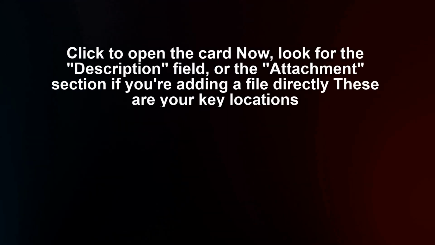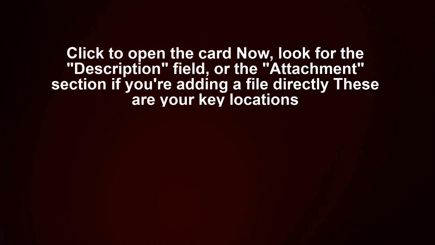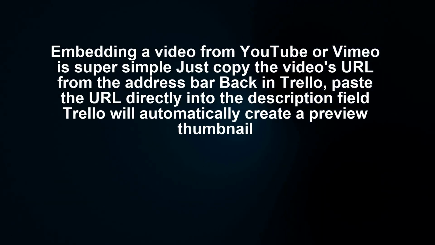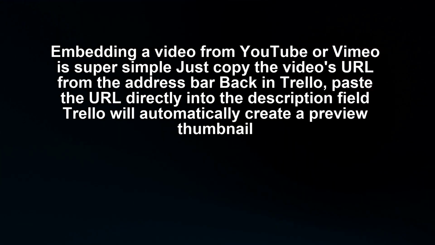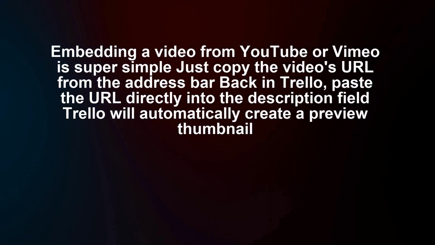Look for the description field or the attachment section. If you're adding a file directly, these are your key locations. Embedding a video from YouTube or Vimeo is super simple. Just copy the video's URL from the address bar back in Trello. Paste the URL directly into the description field. Trello will automatically create a preview thumbnail.